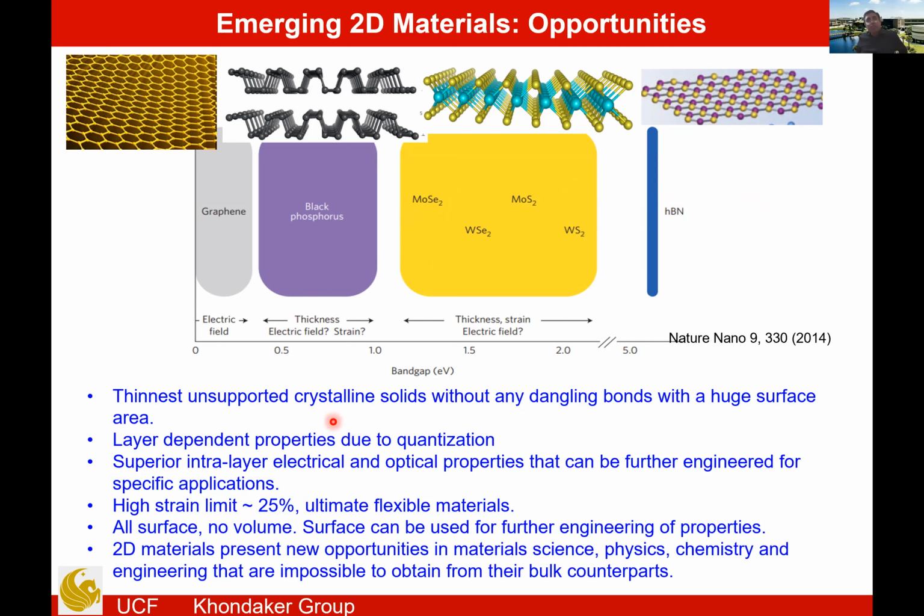And the problem with silicon is that you have a lot of dangling bonds. You have to passivate those dangling bonds to make devices. These 2D materials don't have any such thing. Okay, you isolate it and that's it. There is no dangling bond and you don't need to worry about it. The properties are layer dependent due to quantization. So a single layer material is different than 2 layers and is different than 3 layers. I'll show you a little bit later.